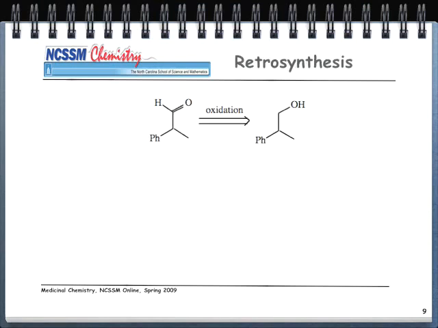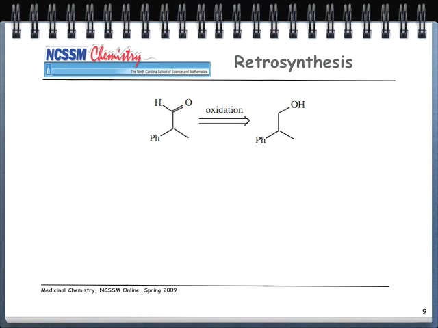Okay, so what I'm going to do is think about using something called retrosynthesis where I work backwards. So what I have here on the left is the target molecule, and I'm working backwards from the originals, okay?